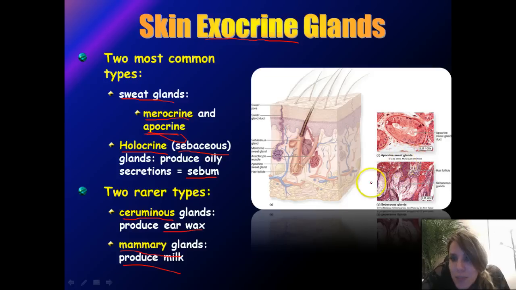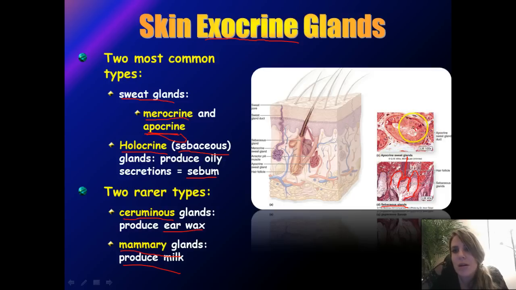So here are some pictures. Here is a section showing your sebaceous glands, your holocrine glands. And these always empty into hair shafts. And so they're producing that sebum, the oil, which will make its way up the hair shaft and out of your body.